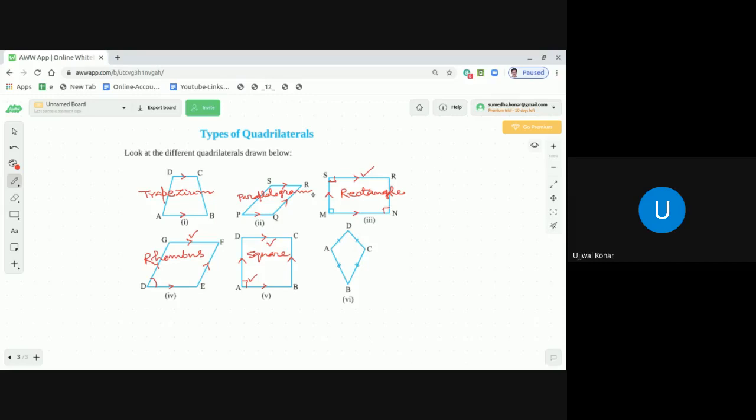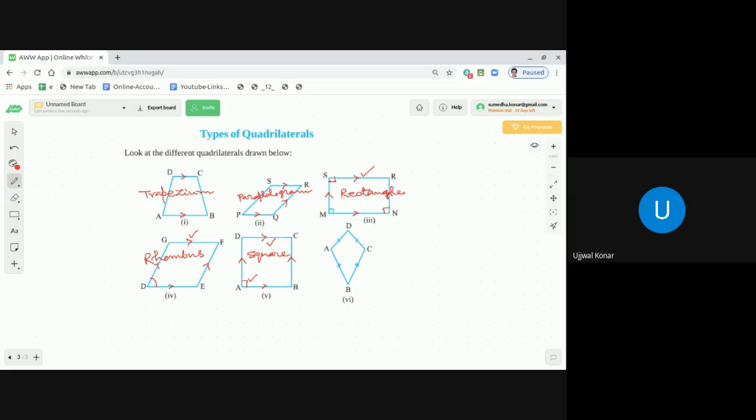Now we can say that diagram 3 is also a parallelogram, diagram 4 is also a parallelogram, diagram 5 is also a parallelogram. But beyond being a parallelogram, we have a special name based on their different properties. So diagram 3 is a parallelogram, but it is a rectangle, a special type of parallelogram. Similarly, diagram 4 is a parallelogram. Yes, a rhombus is a parallelogram, no doubt about it. But it is a special type of parallelogram. And what is the special property, that I already defined. Hence, it qualifies to be called a rhombus.